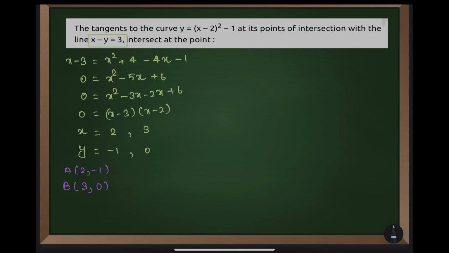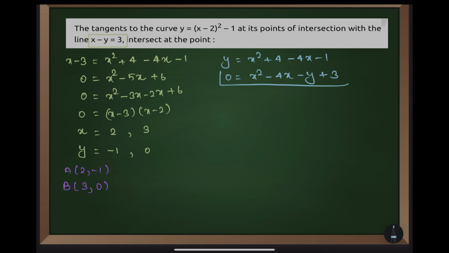Now on these 2 points we have to drop down tangents, correct? So can I go for the tangent at A? I should go with T equals 0. First I'll write the curve. The curve is y is equal to x square plus 4 minus 4x minus 1. I'll send everything to one side. So x square minus 4x minus y plus 3. So we got our curve as this.